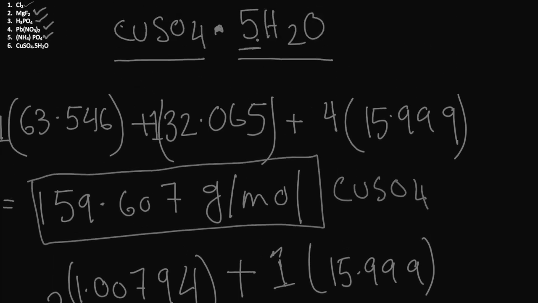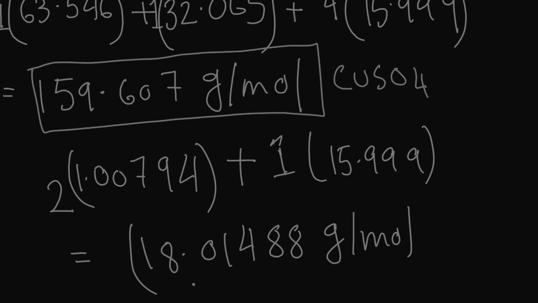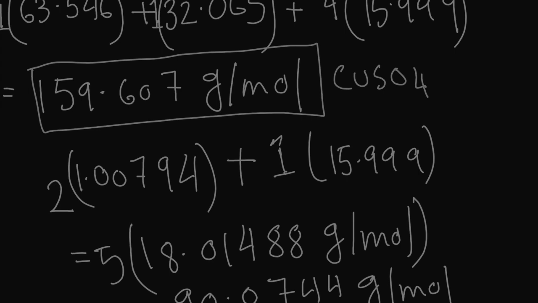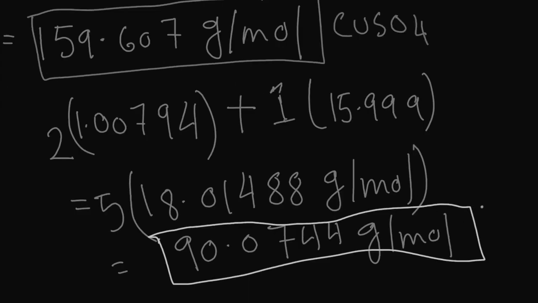Okay, but here we have 5 moles of water. So that means we have to times this with 5. And that will give us 90.0744 grams per mole. That's the mass for 5 moles of water. So I'm just going to write here 5H2O. That's the mass for 5 moles of water.